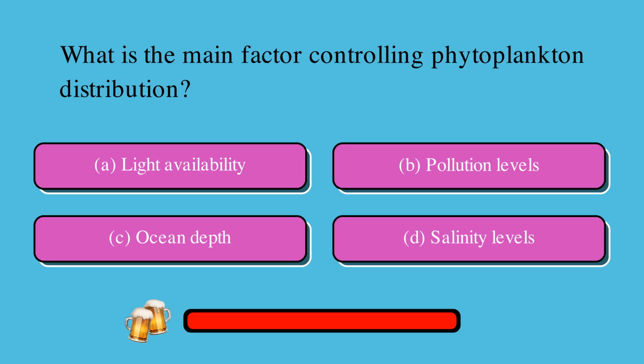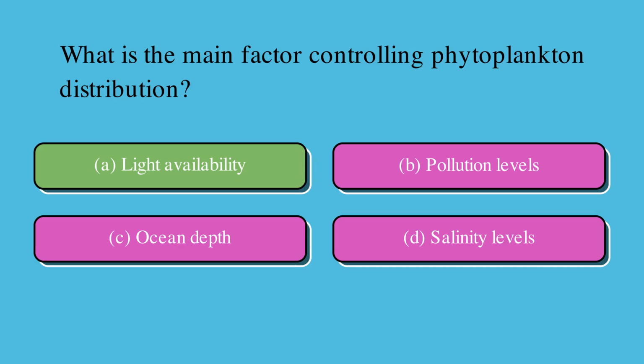What is the main factor controlling phytoplankton distribution? Is it A, light availability, B, pollution levels, C, ocean depth, or D, salinity levels? The correct answer is A, light availability.